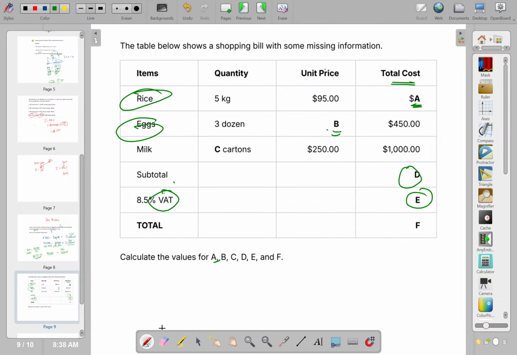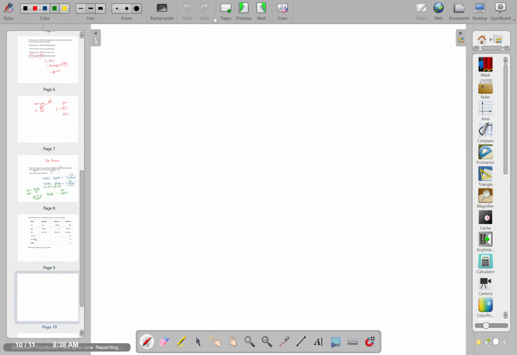What is VAT again, everybody? That's called value added tax. Now, to me, it's just tax. Yeah. So there's nothing special about it really. It's just a type of tax. That's all. Yeah. Now, what does tax do to your money?